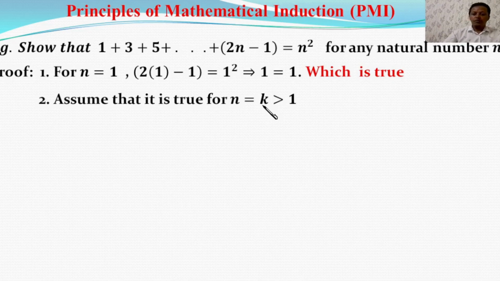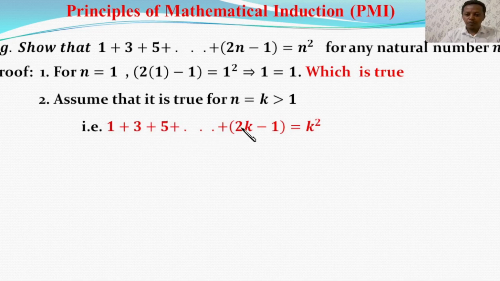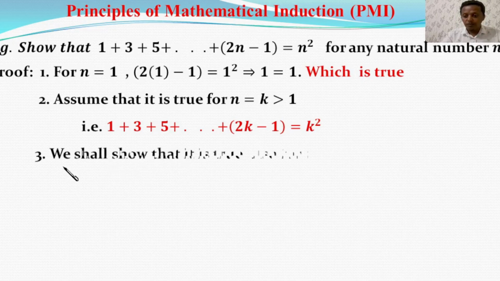So, assuming it is true for k means 1 plus 3 plus 5 up to twice of k minus 1 is equal to k squared. Remember, we are assuming the sum of the first k odd natural numbers is equal to k squared. Based on this assumption, we are going to show that the statement is true for k plus 1. So, in the third step, we shall show that it is true also for n is equal to k plus 1.